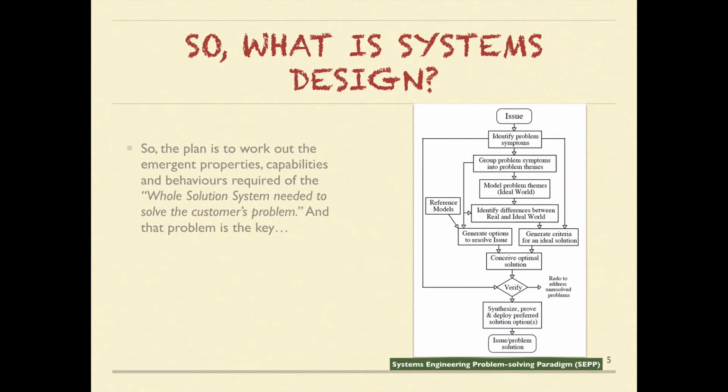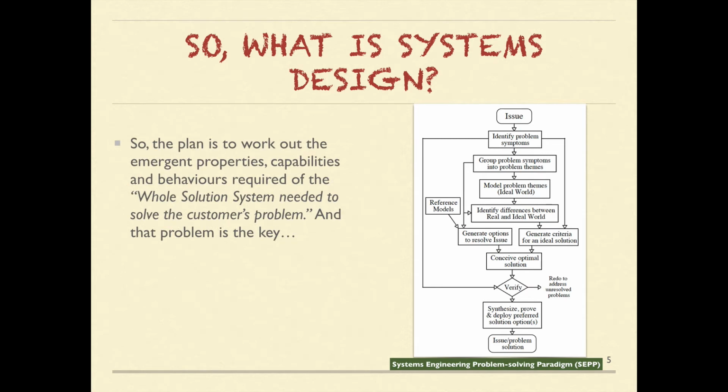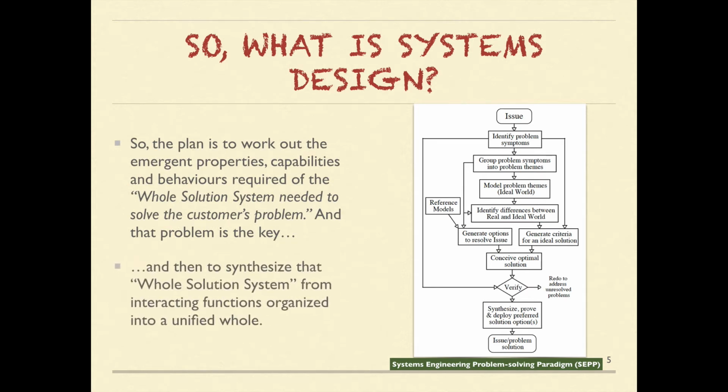So what is system design again? So the plan, it's a straightforward plan, is to work out the emergent properties, capabilities and behaviours required of the whole solution system needed to solve the customer's problem. And that customer's problem is the key. And then to synthesize that whole solution system from interacting functions organised into a unified whole. The diagram at the right shows how one might go about solving complex problems. It's the systems engineering problem-solving paradigm.